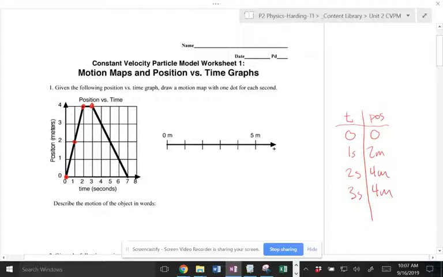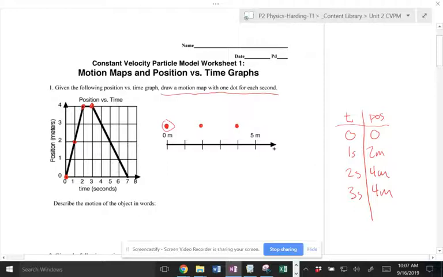And then on your motion map, it says draw a motion map with one dot for each second. So at time zero, I'm going to put it right here, and I'm going to circle that. That's at time zero. And then the next dot needs to be at the 2 meter mark. And then at 2 seconds, it's at 4 meters. But then I also need to show at 3 seconds that it's still at 4 meters. So I'm going to stack it.